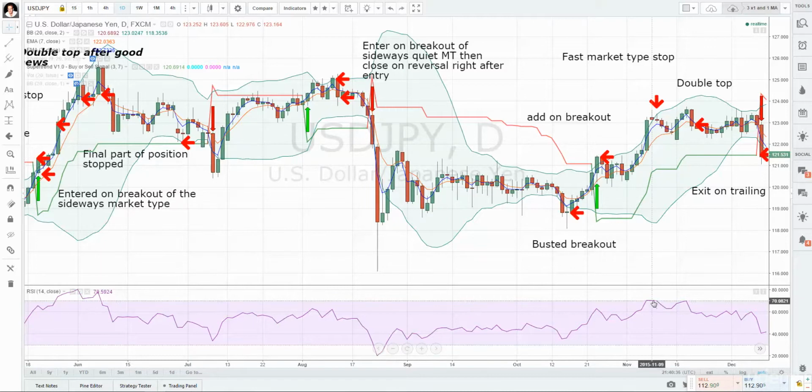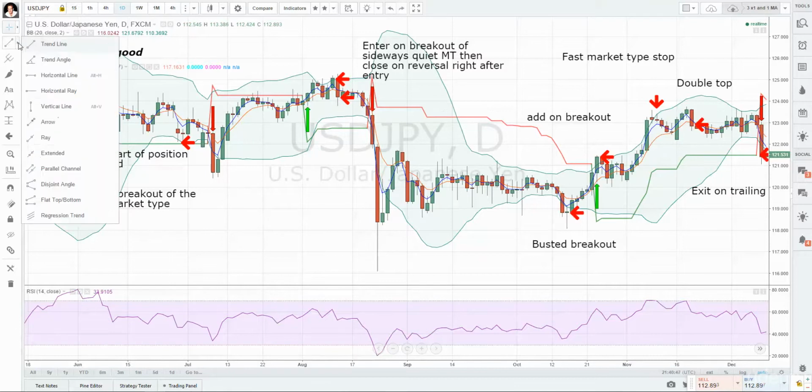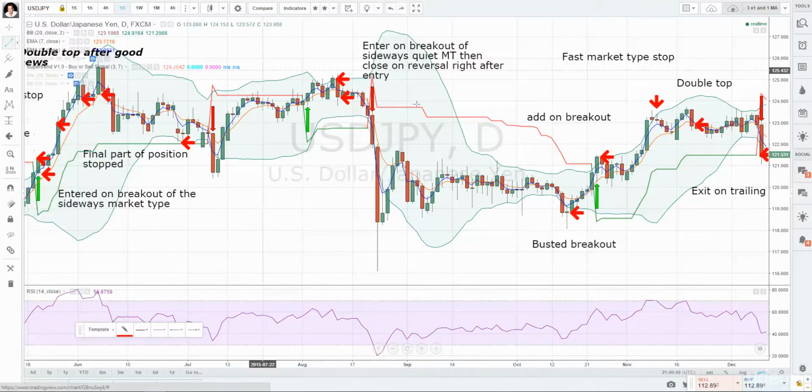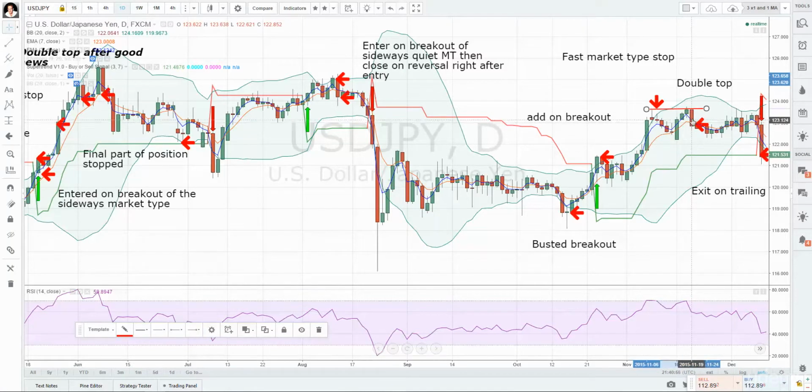We see that RSI becomes overbought, and fast market type. So we take a little bit of profit once the price closes back inside the Bollinger Bands. See this pretty clear double topping formation. Just draw a line there so you can see. Tempted to break out, bearish engulfing candle, and that's often a sign that trade is over, at least for a little while. So it can be prudent to take profits there.